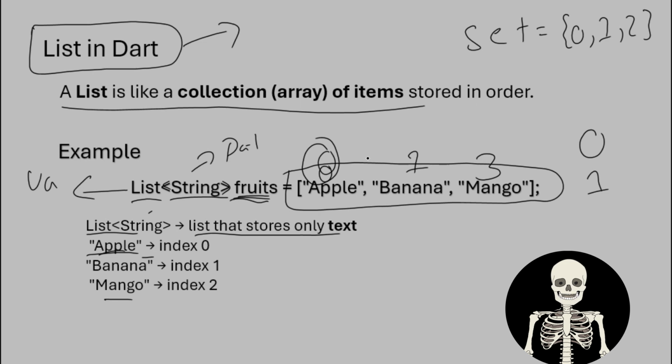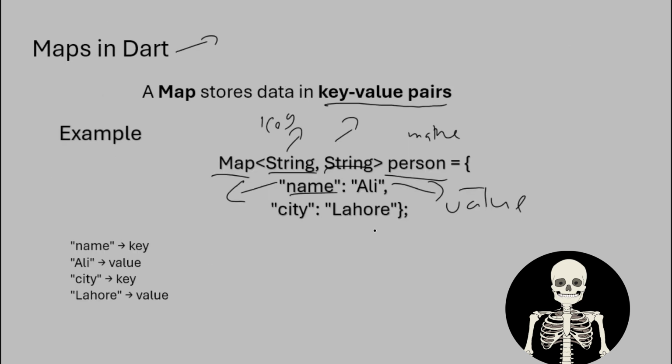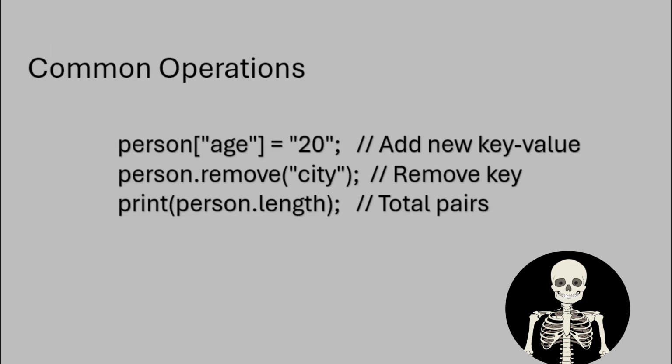In a list, we describe the values by index and we print them through the index. But in a map, we describe them using a key. So we have a specific key for every value we enter. Name is a key, Ali is a value. The same goes for city. City is a key and Lahore is the value.